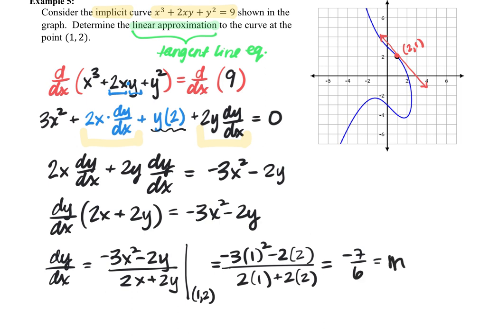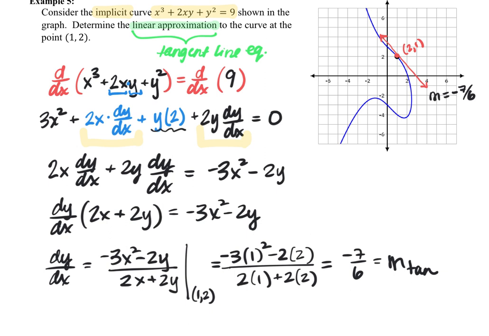So remember, that is the slope of the tangent line. We're getting a negative slope. If you look back up at the red line that I drew in for my tangent line, you can see that that looks like it's a negative slope. So we have a slope of negative 7/6.